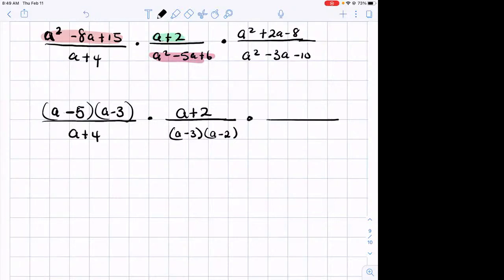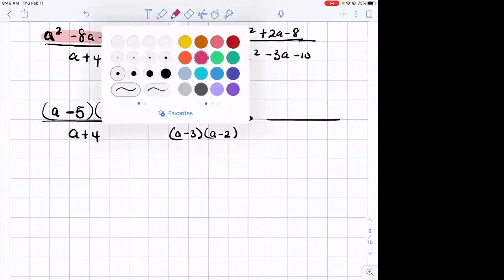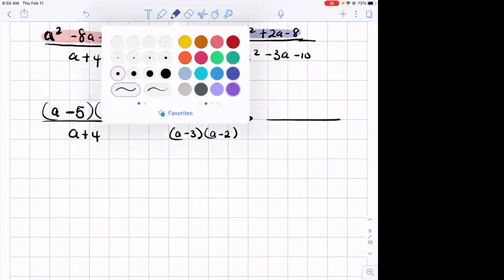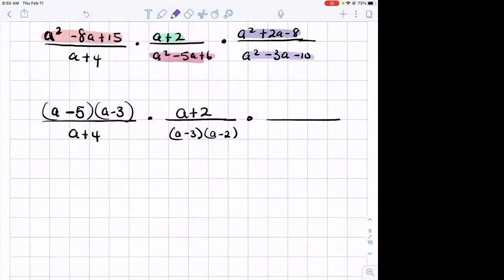Times, and then if you look at this one here, this can possibly be factored, and this can possibly be factored. So we want to factor both of them. If we factor the numerator, we have a minus 4 times a plus 2, and you will probably want to do it like I was doing the scrap work. I'm just showing you here that I've cut out the scrap. And then the denominator will be a minus 5 and a plus 2.